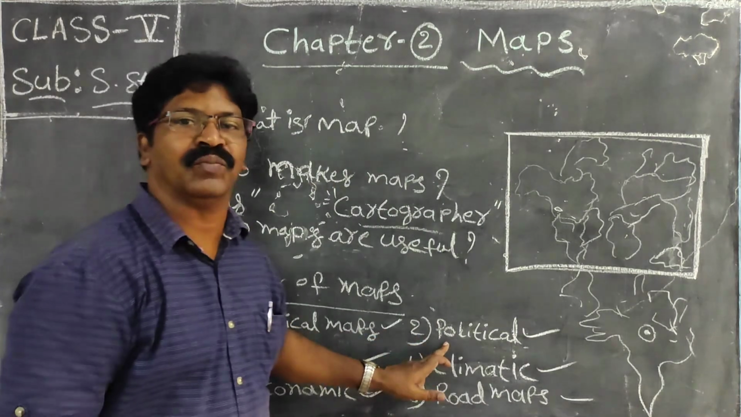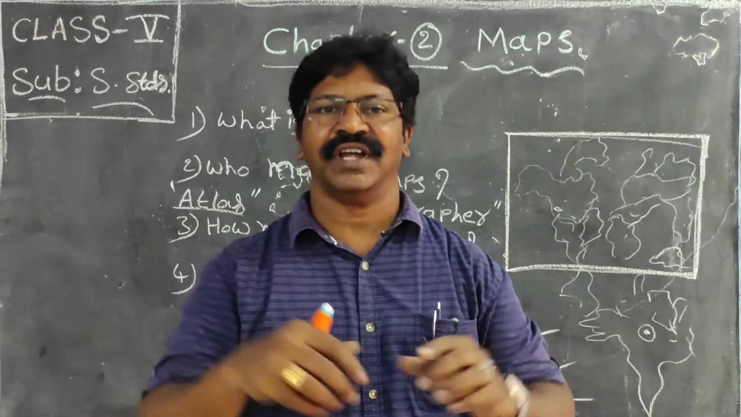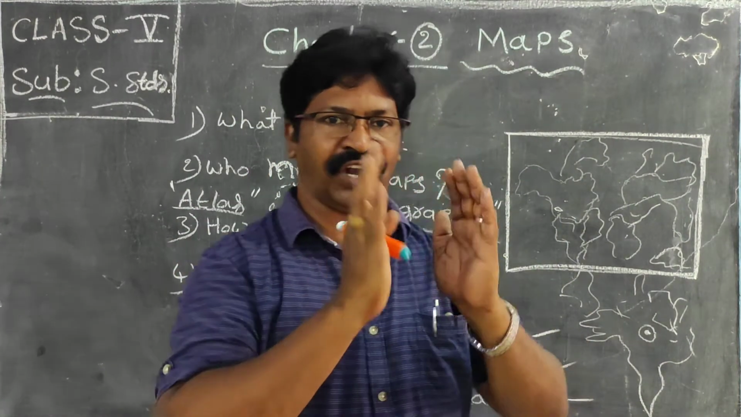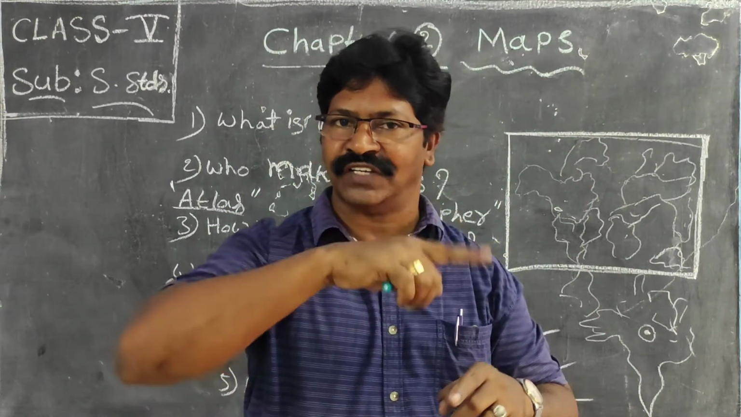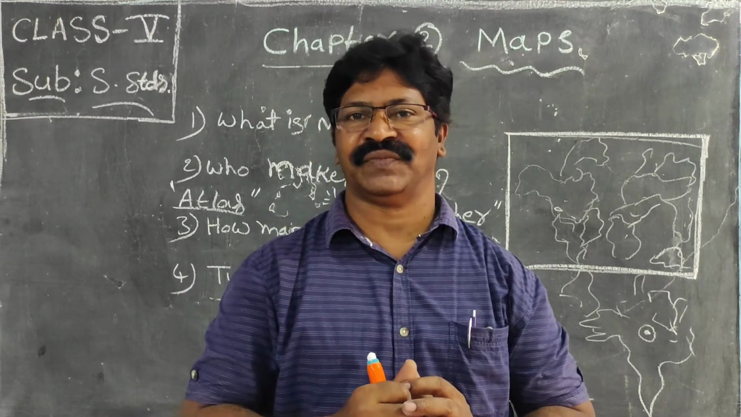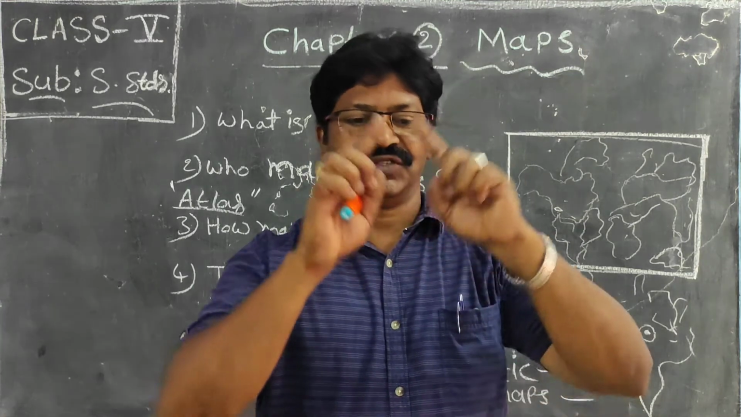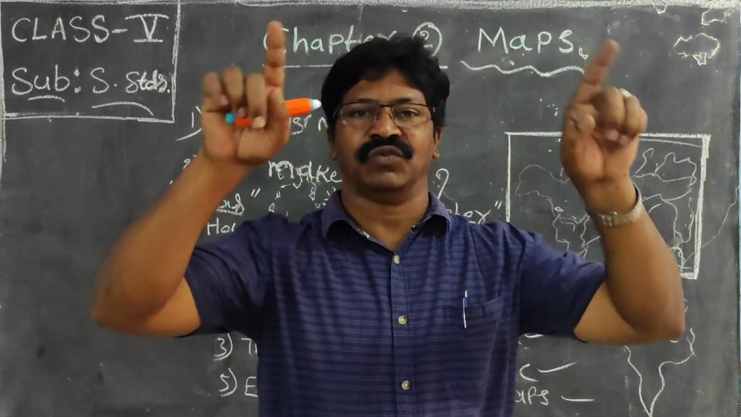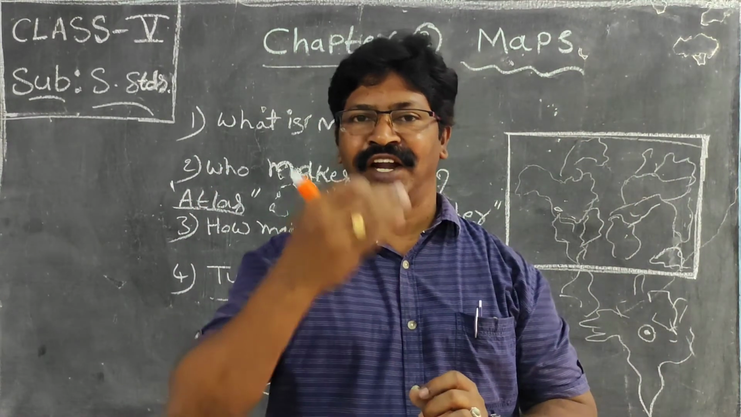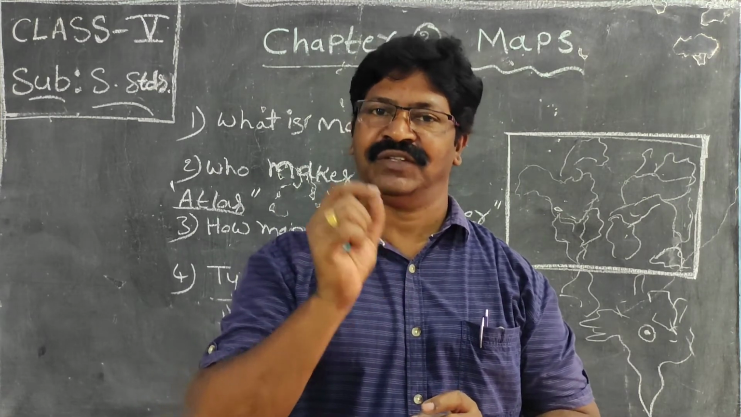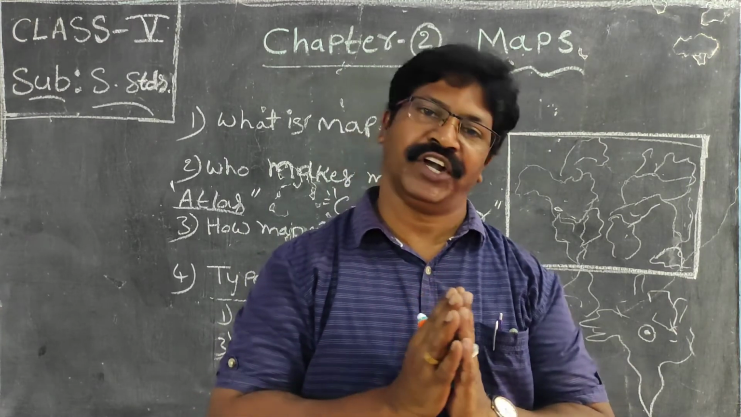Next, the second thing is political. Political maps will show the shape of the countries, and for example one country and its borders, what other countries are there. So country borders will be shown in this, and the countries' capitals and states will be there. For example India: surrounding India, what other countries are located, those borders will be shown. And in India, the states and capitals will be shown, as a circle or a dot. So this is called a political map.